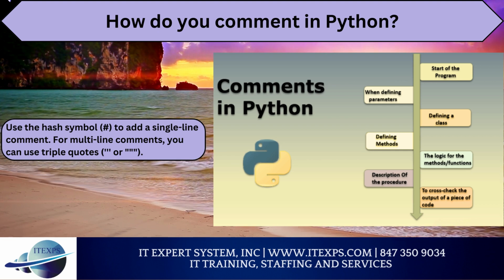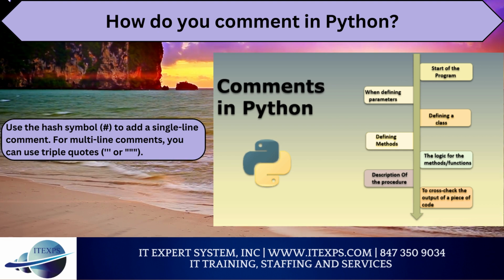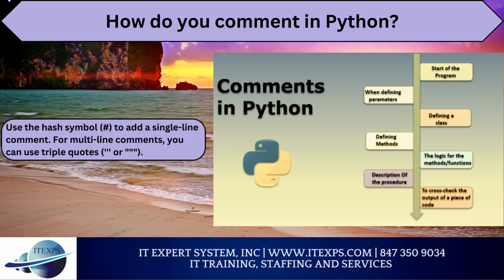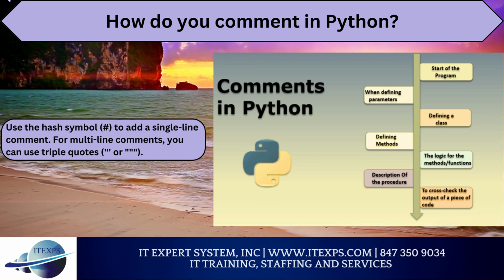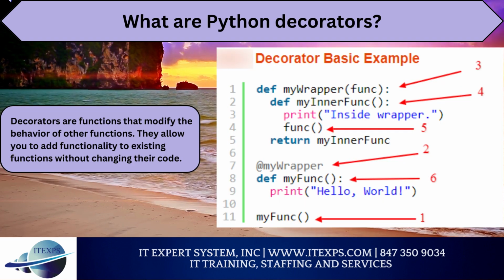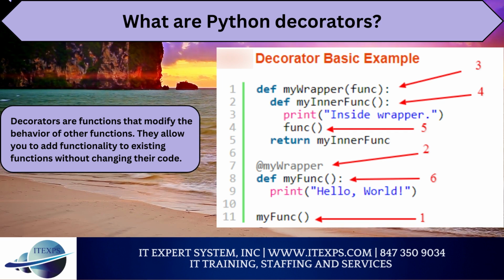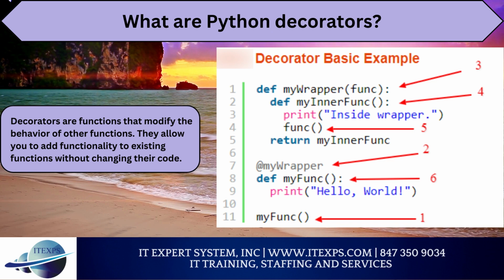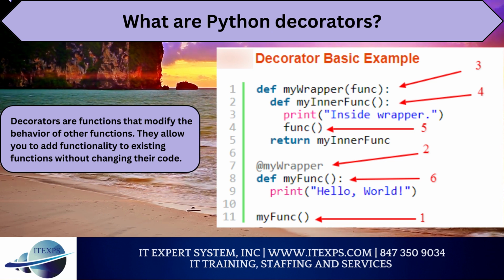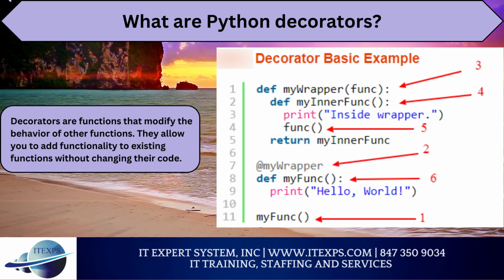How do you comment in Python? Use the hash symbol to add a single-line comment. For multi-line comments, you can use triple quotes. What are Python decorators? Decorators are functions that modify the behavior of other functions. They allow you to add functionality to existing functions without changing their code.